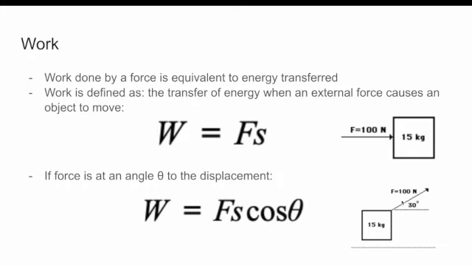So in this case it would be 100 cosine 30 is this force, and then the displacement would be 5, so we just have 5 times 100 times cosine 30, so we have 500 cosine 30 degrees. And you just type that into your calculator or use the unit circle.